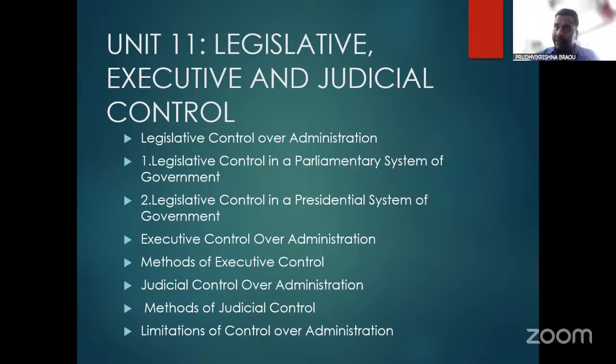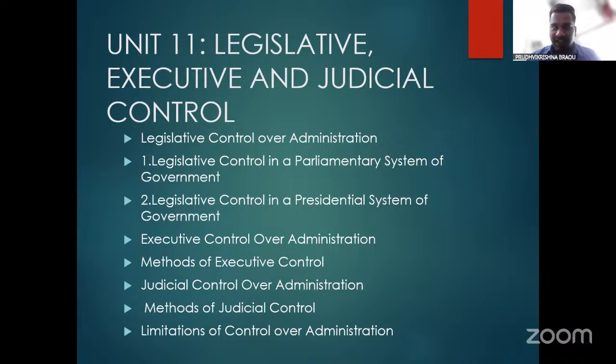Coming to unit 11, it deals with legislative, executive, and judiciary control over administration. Unit 12 deals with citizen control, that is RTI. And unit 13 explains the union state administrative relations, that is division of powers, constitutional devices to secure cooperation, central control over the states, and some of the commissions' recommendations like the Sarkaria Commission and Punchhi Commission. All those recommendations will be looked at in unit 13.